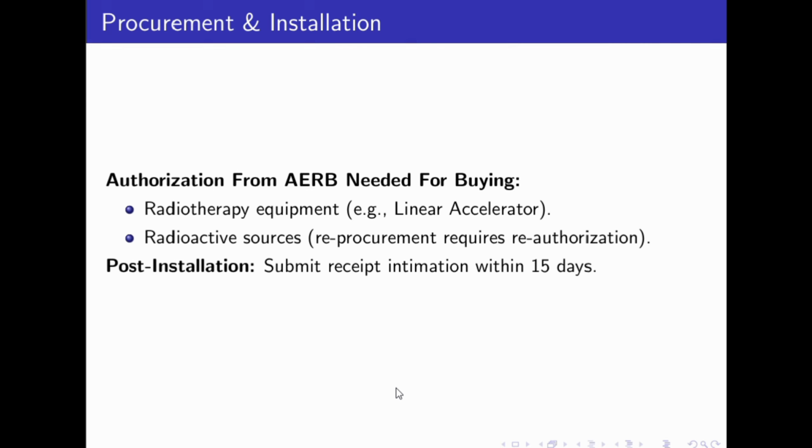Then comes the procurement and installation. For buying a radiation generating machine, the institute has to take permission from AERB, and then install the machine. The machine should have type approval, and after installation, do mechanical and electrical tests, and submit the procurement receipt within 15 days to the AERB through the ELORA portal.